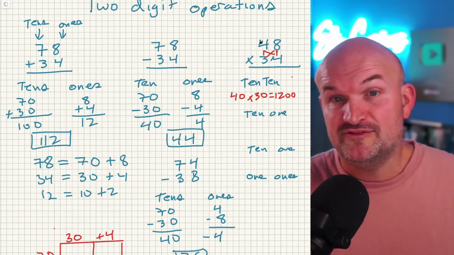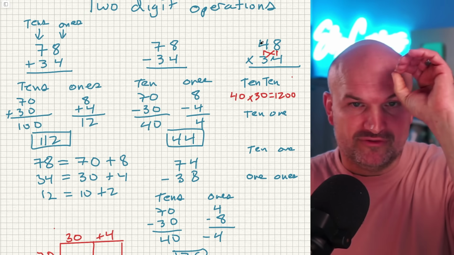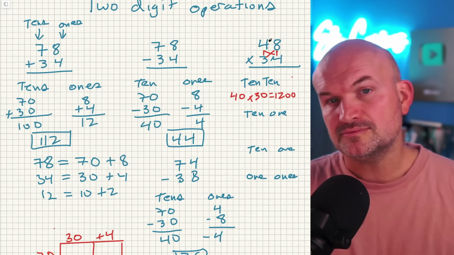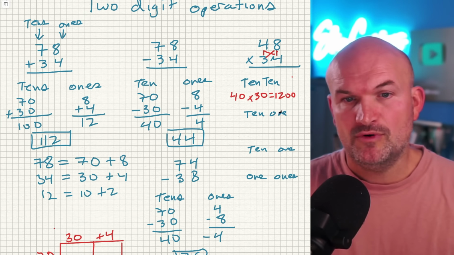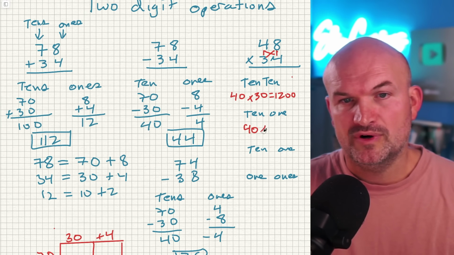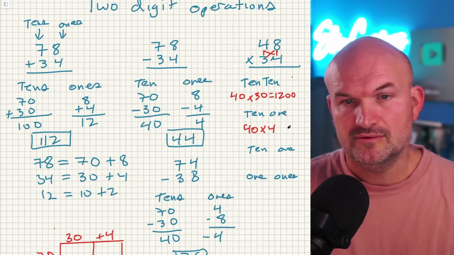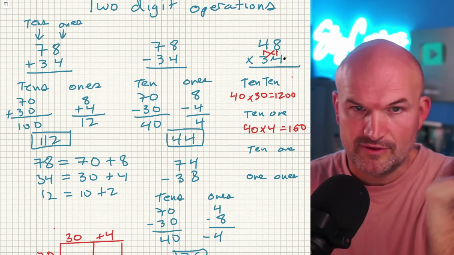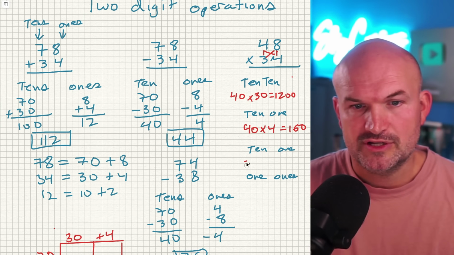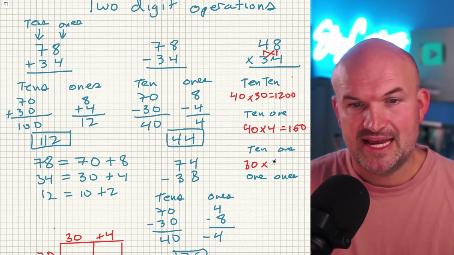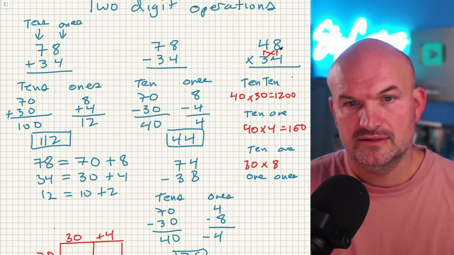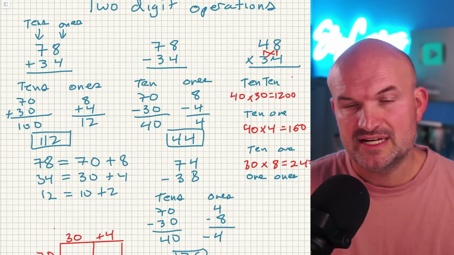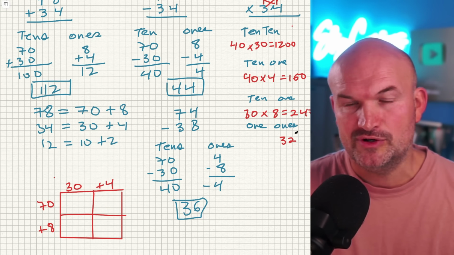So now I can do a 40, right? Because again, you're thinking about 48 as 40 plus 8. So I could do 40 times 4. 40 times 4, that's the first one, right? That gives me a 160. Now let's do the other 10 times 1. 30 times 8, that's going to be a 240. Then I have 8 times 4, which is easy. That's going to be a 32.